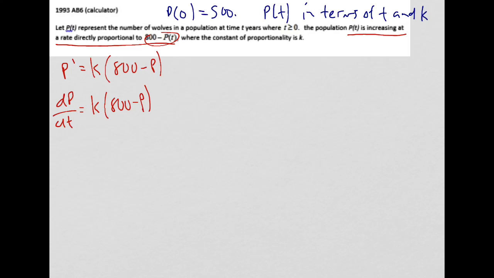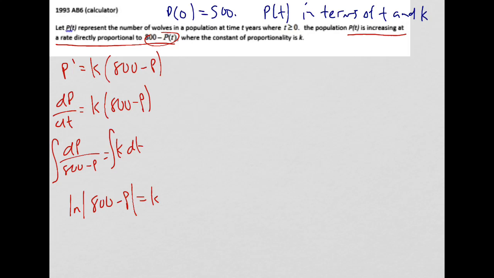I'm going to use separation of variables, as I said. So I get dP over 800 minus P is equal to K dt. From here, I can integrate. When I integrate, I get ln absolute value 800 minus P equals Kt plus some C.